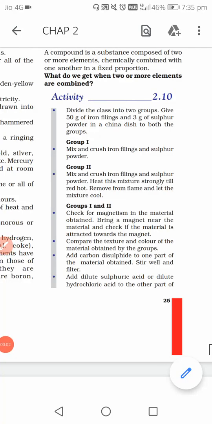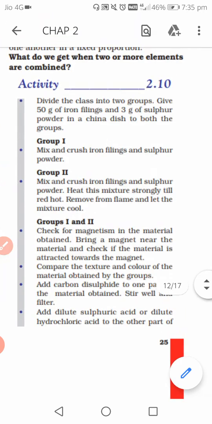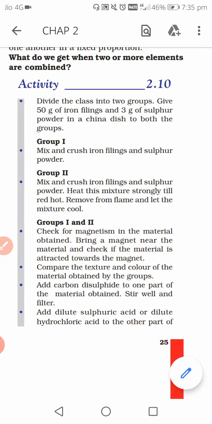In this video we will discuss activity 2.10. Let us see what is given here. Divide the class into two groups. Give 50 gram of iron filings and 3 gram of sulfur powder in a china dish to both the groups. So what are the things that both the groups got?